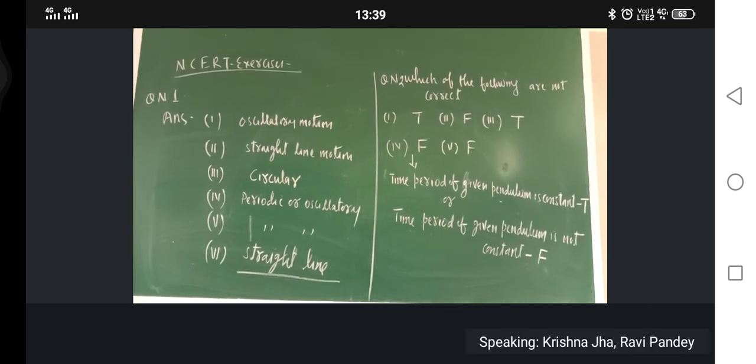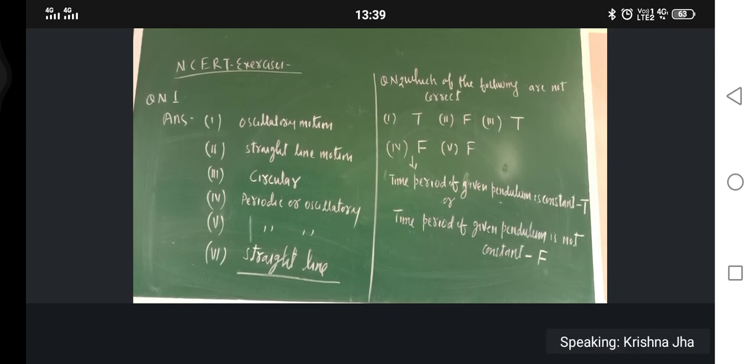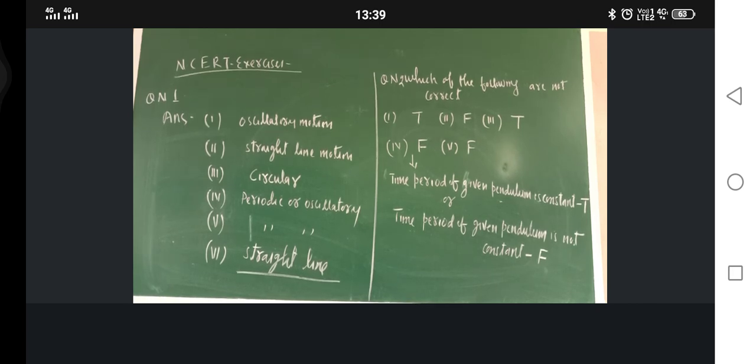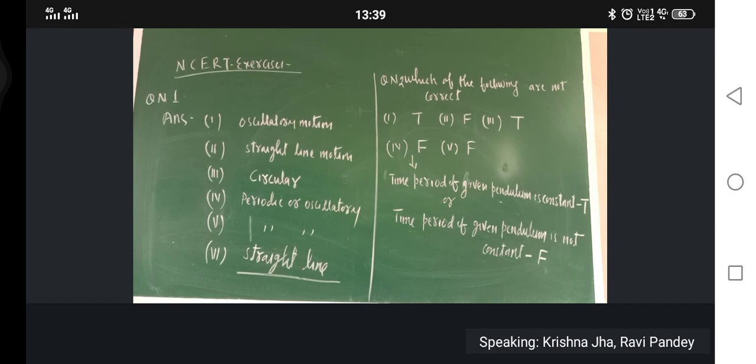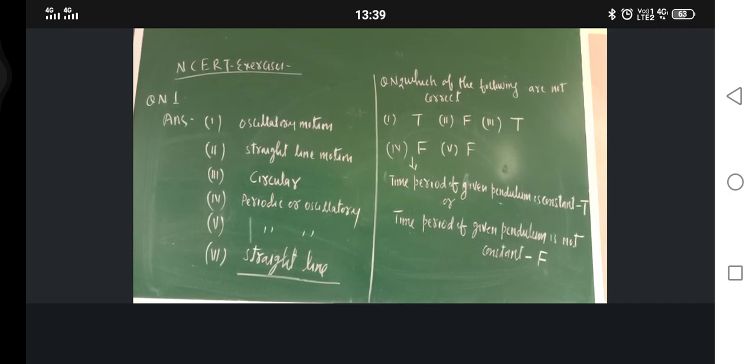Yes, sir. Sir, in question number 1, fifth one, can't we say that a merry-go-round acts in a similar way every time? So can't we call it periodic? Which one? Motion of a child in a merry-go-round. Basically it is a circular motion only, because it revolves around a particular point. So, sir, can we call it periodic motion? No, it is not periodic. It is a circular motion because it is revolving around a particular point.